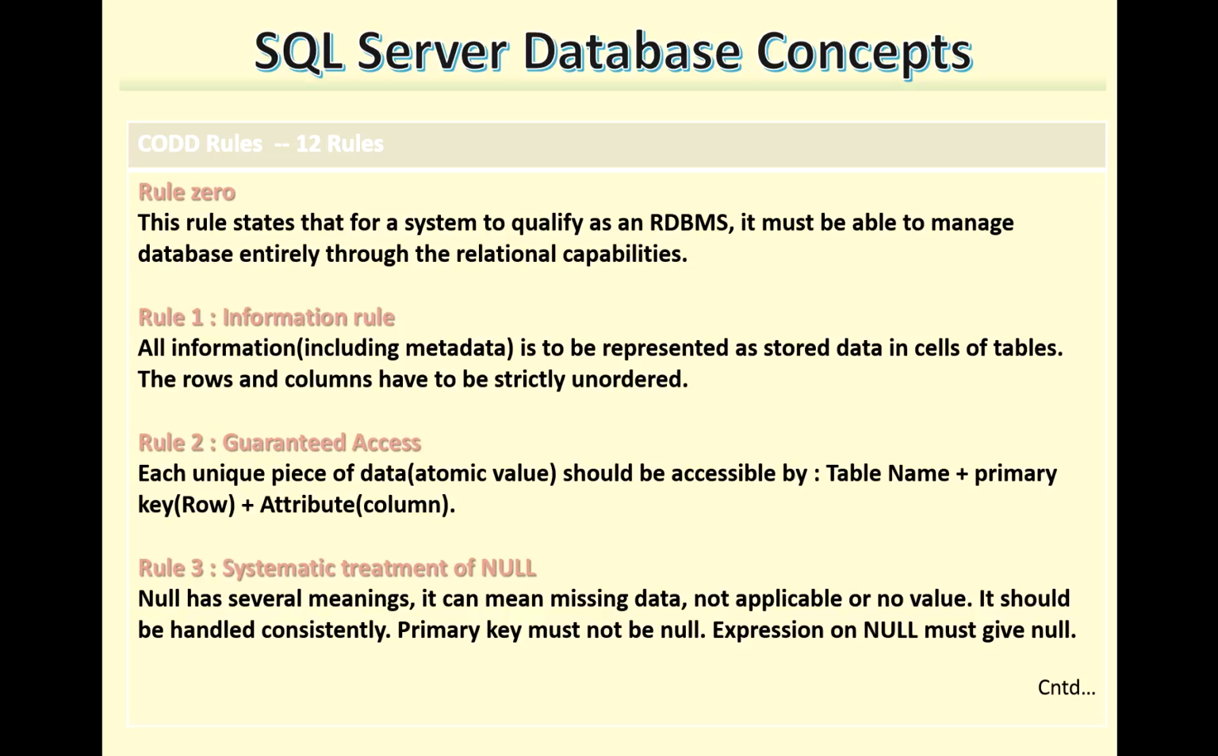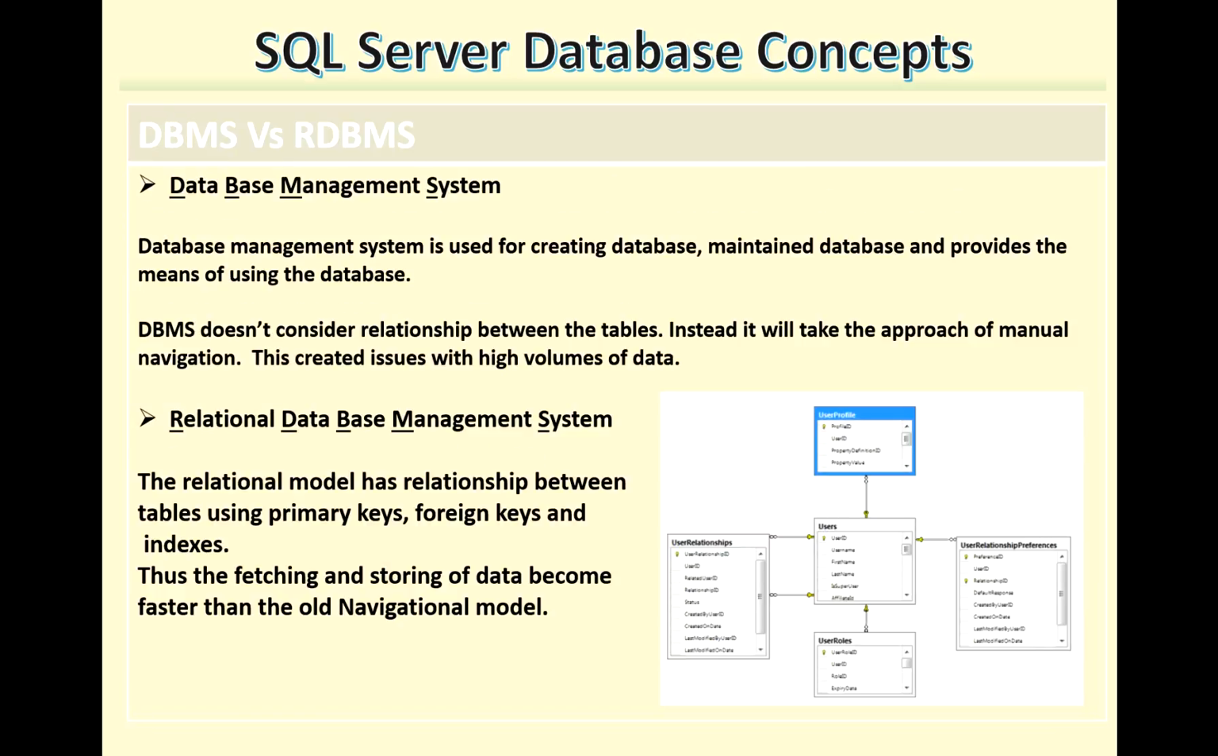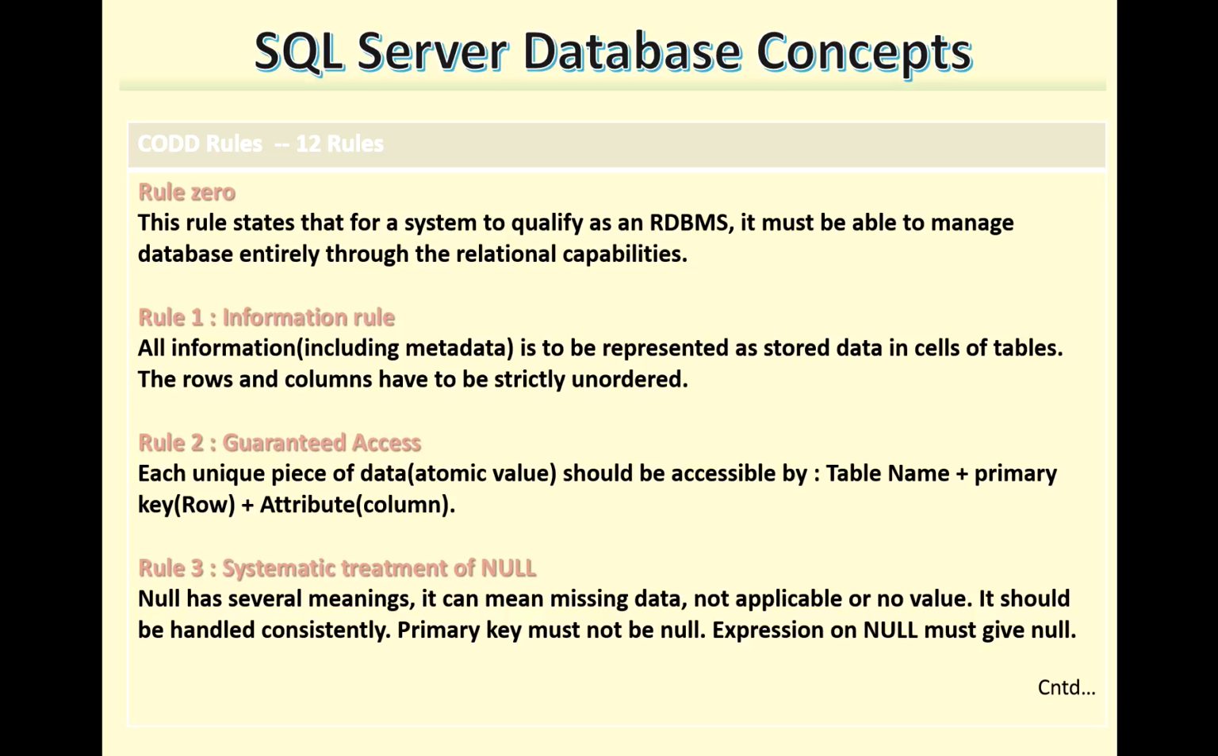So we talked in earlier slides that there is a DBMS, database management system, and there is something called a relational database management system. So we said that a relational database management system becomes relational when we define relationships between the tables, right? But that is not the only criterion to call a DBMS a relational database management system. There are 12 Codd rules that should be followed. Okay, so we'll just quickly go through all those rules.